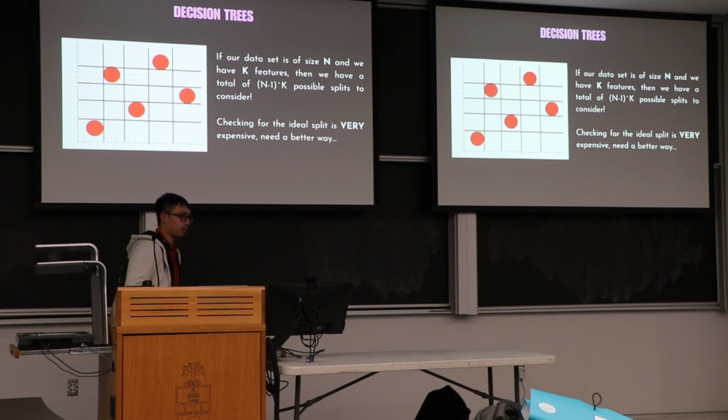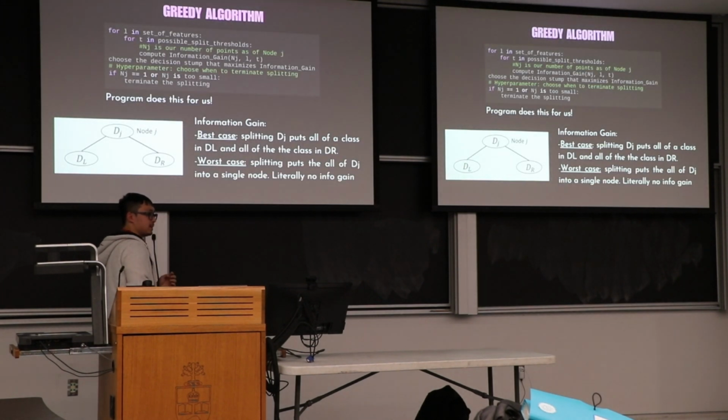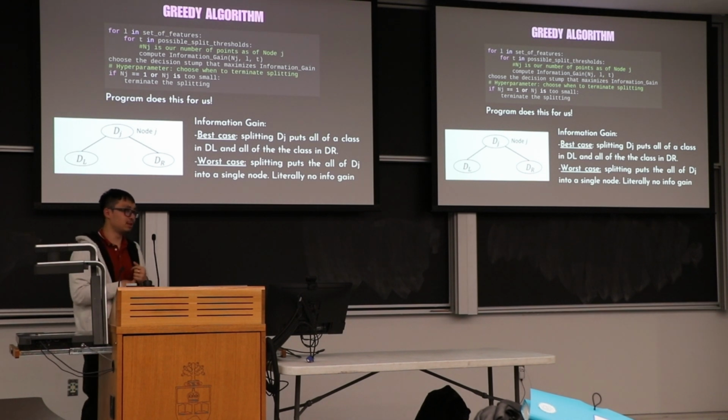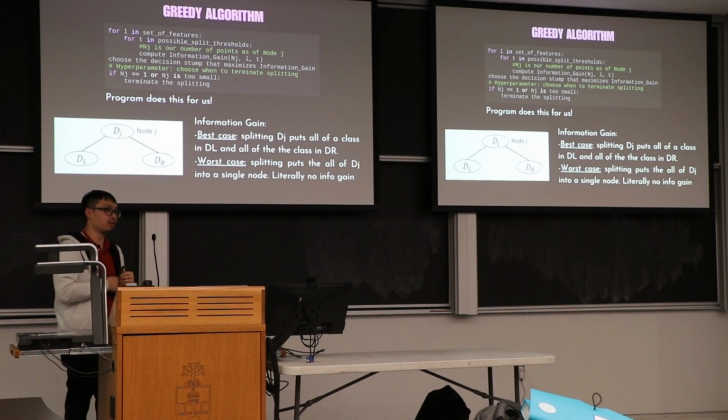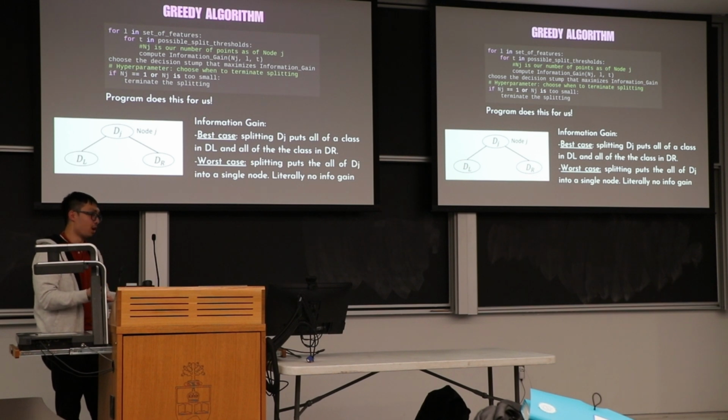Yeah. Essentially, what he said is correct. Checking for the ideal split is very expensive, as you can see, because if we increase the dimension, it grows by an exponentiation. So the more we increase our dimension, this number grows exponentially, which is very bad. To counteract this, we do something known as the greedy algorithm, which is NP-hard.